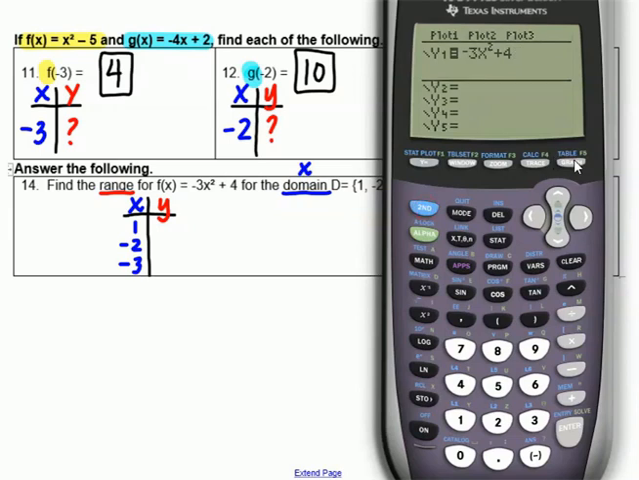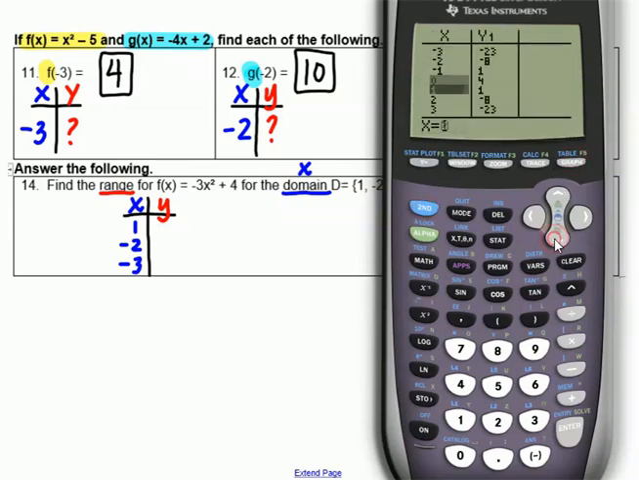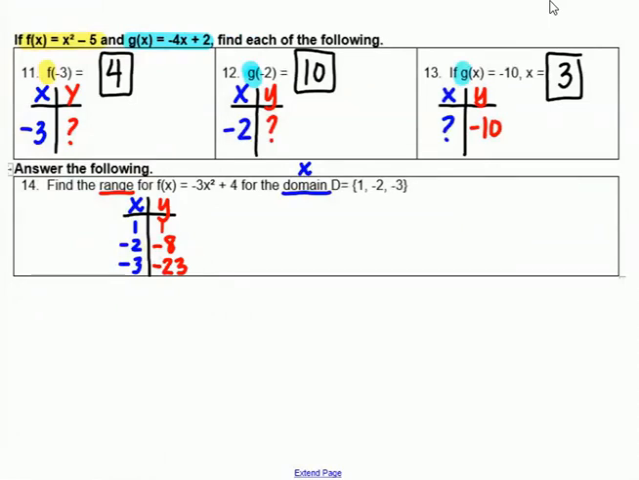And then going to my table, I'm looking for when x is 1. When x is 1, y is 1. When x is negative 2, that's here, y is negative 8. And when x is negative 3, that's here, y is negative 23. So for our final answer, we were asked to find the range, so I'm just going to list out range is equal to these values here, the y values of 1, negative 8, and negative 23.